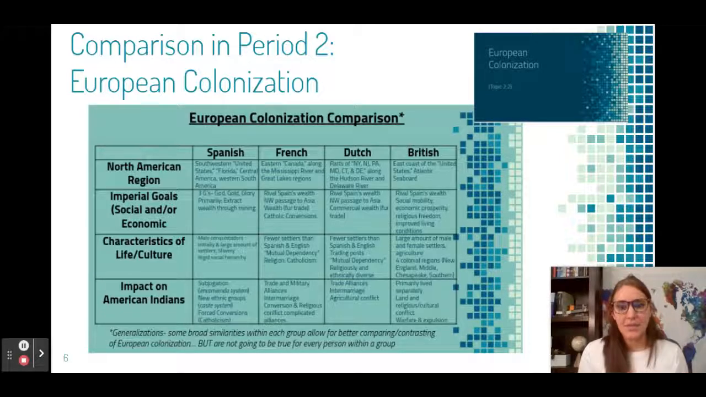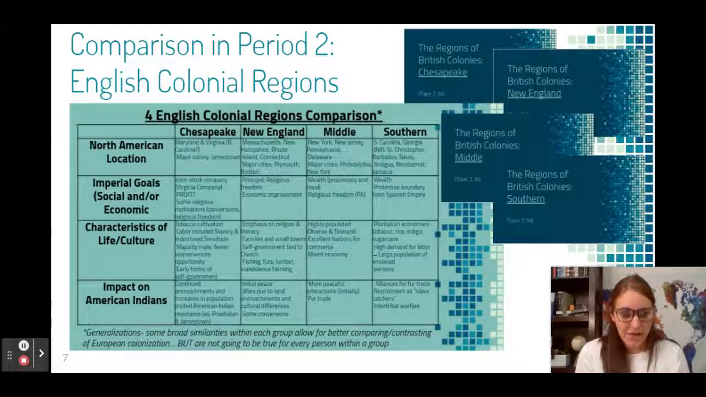So, by looking at things like typically the British lived separate from American Indians, whereas the French lived amongst them. That would be a difference, or a similarity being that the Dutch and the British both wanted to rival Spain's wealth. And so, trying to first understand the content and then put it in a graphic organizer, and then seeking out what are similar between the groups and what are differences, that's going to really help you to understand how to complete comparison.